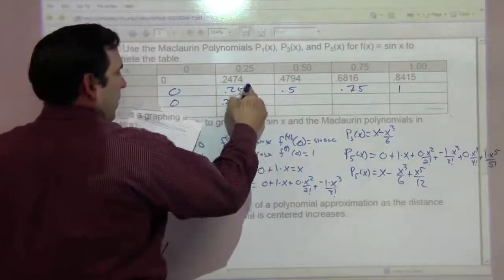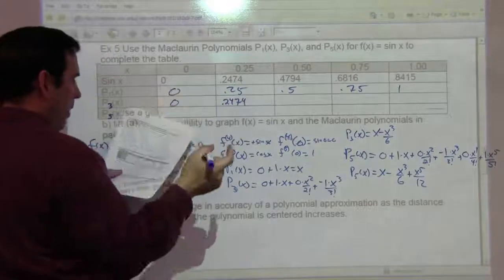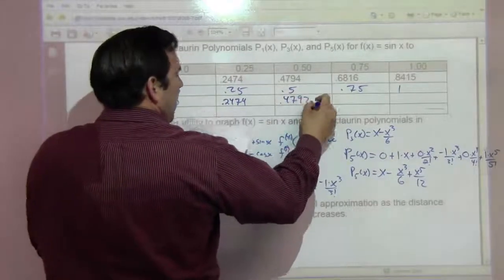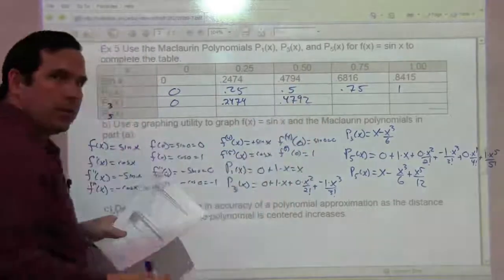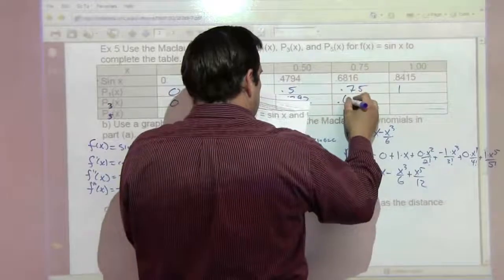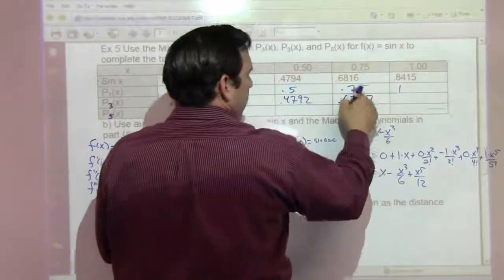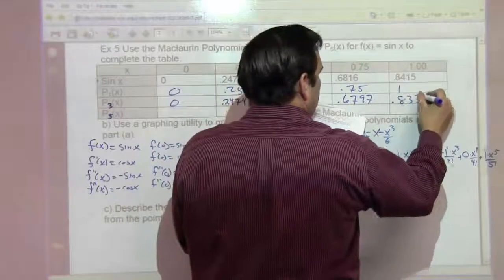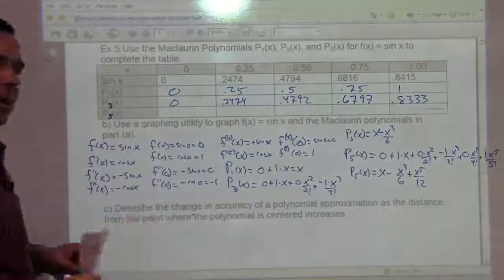0.2474, that's pretty close. Look at that. I mean, those are right on for 4 decimal places. Then 0.4792. Getting a little bit off, but it's still pretty close. 0.6797, so we're getting further off, as you might expect. And then 0.8333. But not a bad approximation.